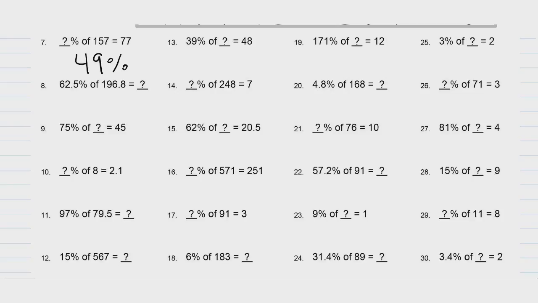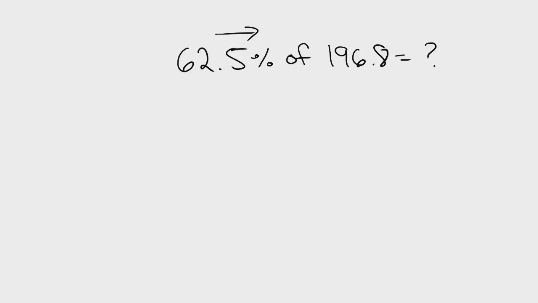Problem number 8. 62.5% of 196.8. Wow. 62.5% of 196.8 equals an unknown answer. Well, we can work this way. So first we change the percent to a decimal by moving it 2 spaces to the left or dividing it by 100. We end up with 0.625 of is times 196.8.